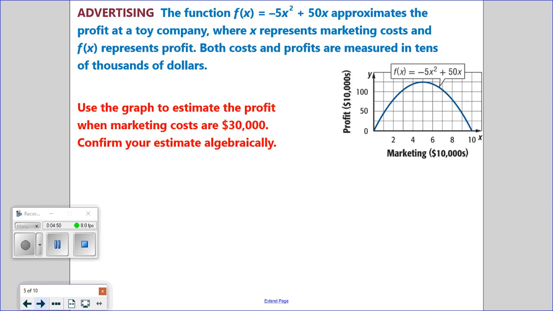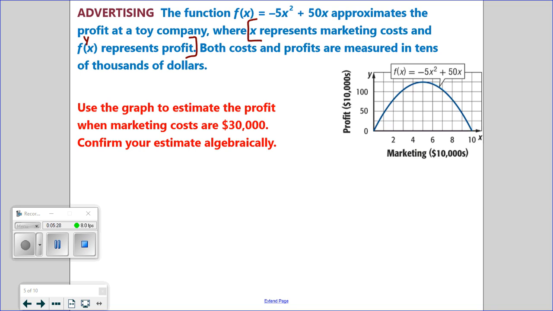All right. Given a situation, there's a couple things I want you guys to get out of these next two examples. They both involve the exact same situation. And it gives us a story about this graph. It says the function f of x equals negative 5x squared plus 50x approximates the profit a toy company is going to make. And then this is important. It says where x represents the marketing cost and f of x, or y, represents the profit. And the last part, again, is something that you're going to want to pay attention to. Both cost and profit are measured in tens of thousands of dollars.